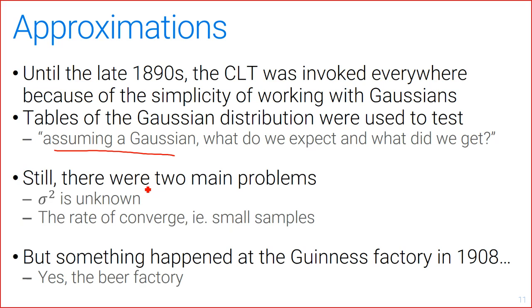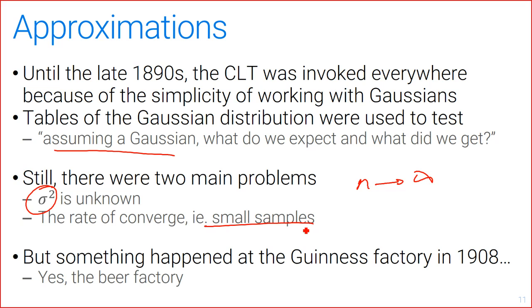The first one is we don't know what the variance of the population is. And the other thing is, yes, we know that it's going to converge to a Gaussian distribution as we increase the sample size, so as we tend to infinity. But what happens with small samples? What happens if in my study I only have 10, 20, 30, 50 observations? What can we expect? So this was the problem all the time. We're talking about approximations when quantifying the random error.